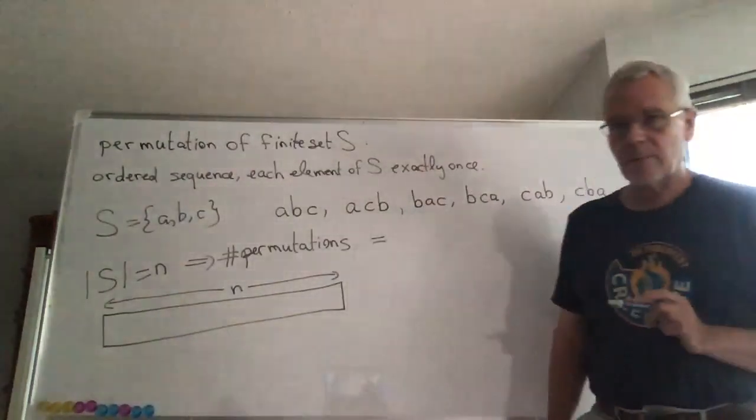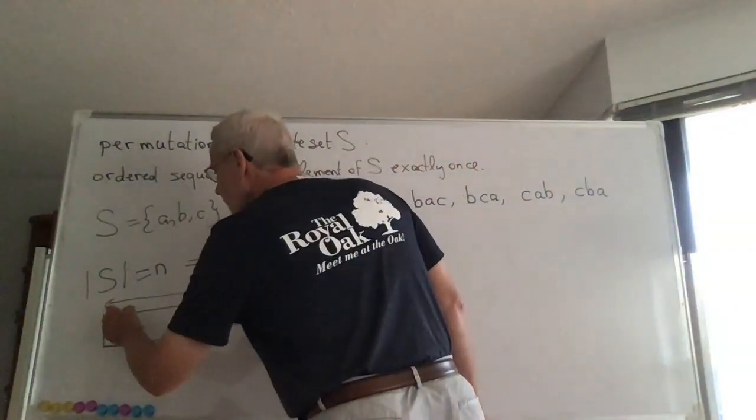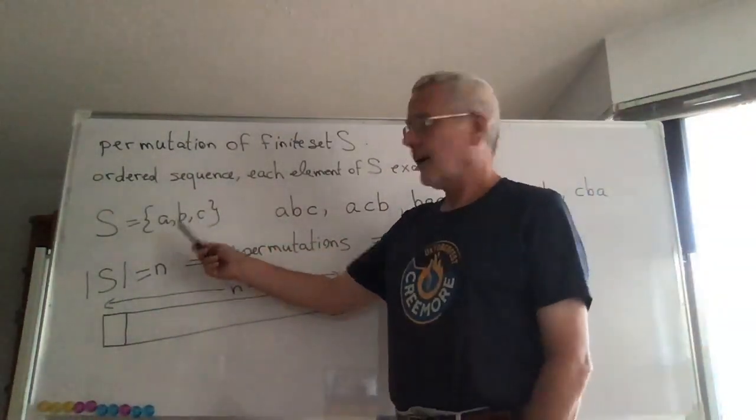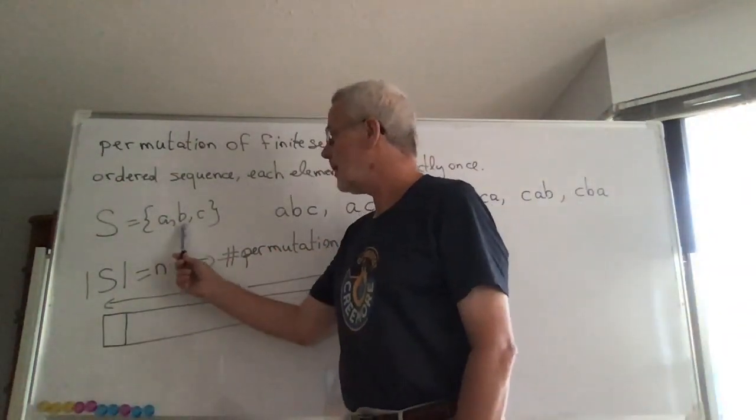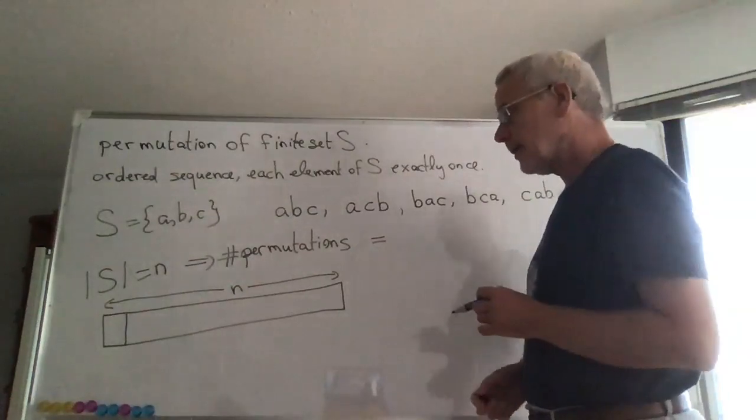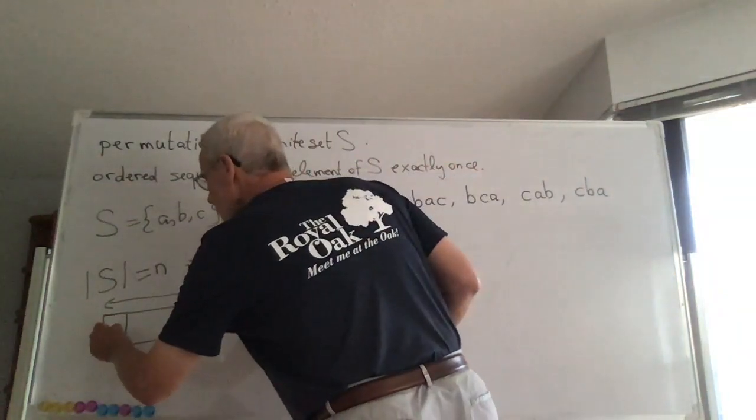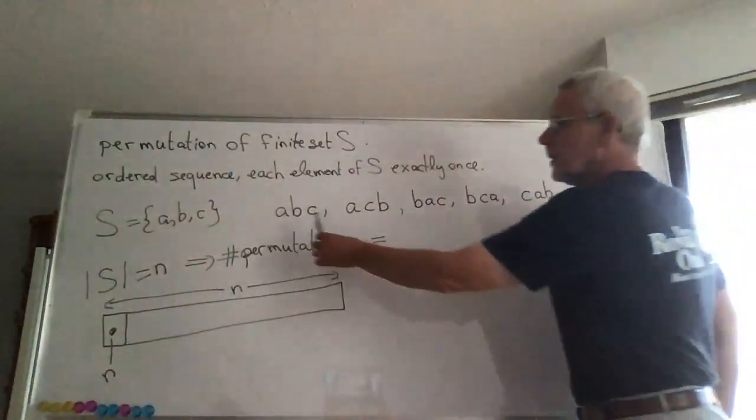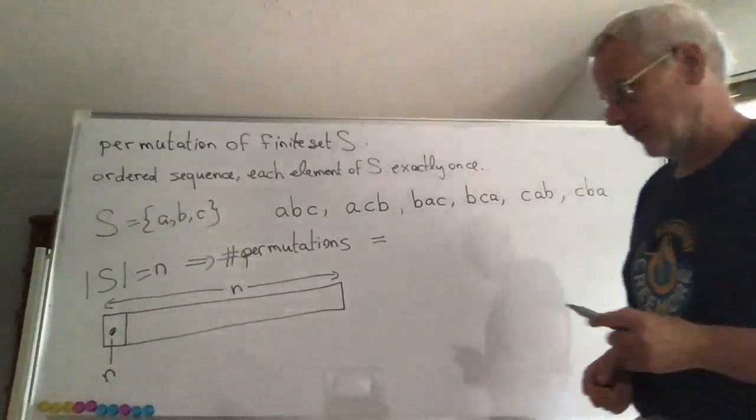Well, if we write the permutation from left to right, we have to choose the element that goes first. In this example, when n equals 3, the first symbol can be A or B or C. We can pick any one that we like. So in general, if the set has size n, for the first symbol, the number of choices is equal to n. So in this case, we can choose an A, or a B, or a C to go first.